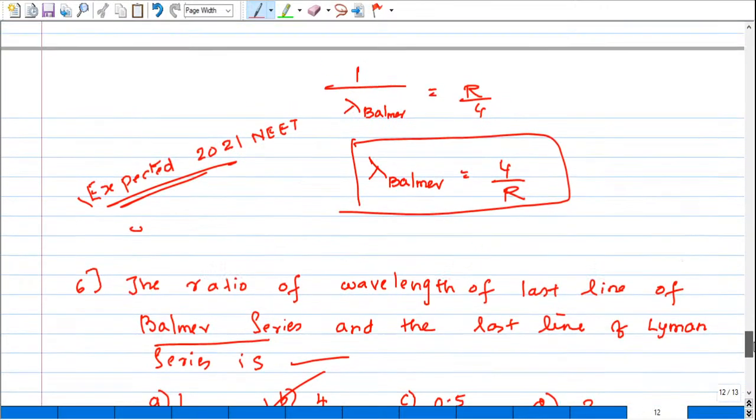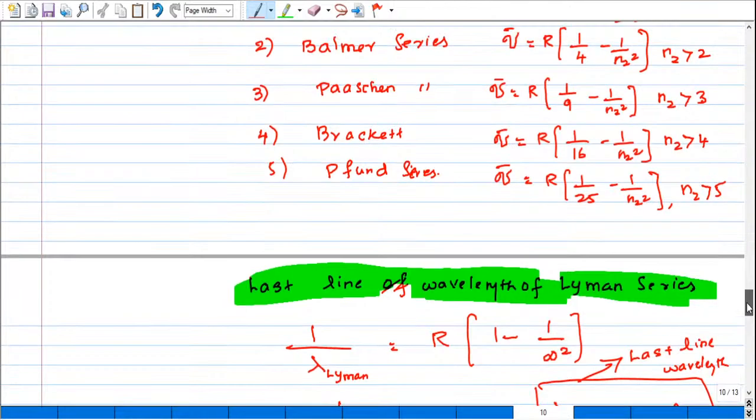This is also very, very important. Now, I told you how to find the last line wavelength of Balmer series. Finally, in nuclear physics, another important thing to find is the longest wavelength. We have to go for the longest wavelength of Lyman series. How to find the longest wavelength of Lyman series?